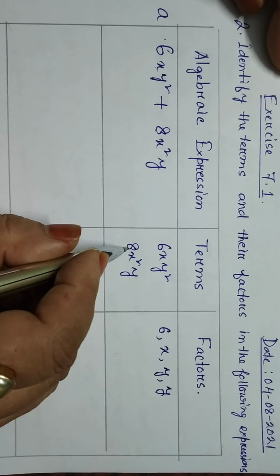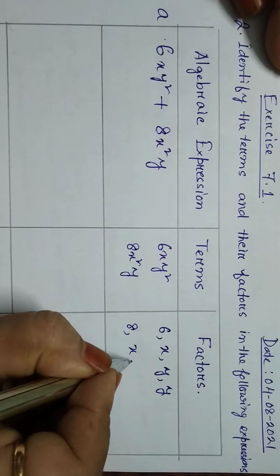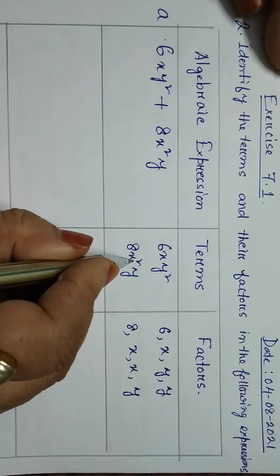And here in this term, 8 is the numerical factor, then x, x, y. Why do we write x twice? Because x square is there.